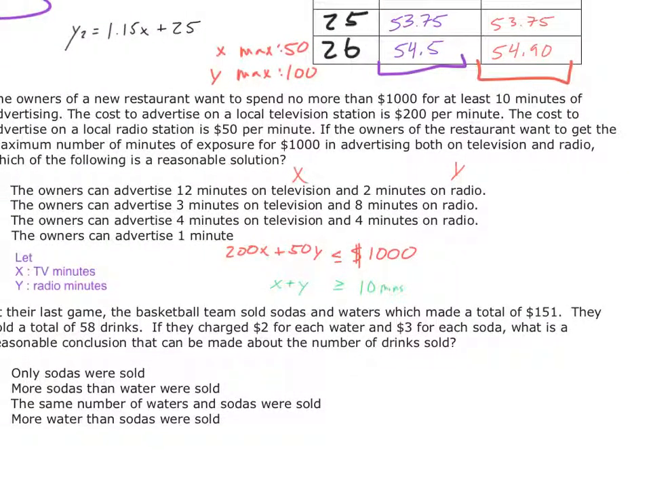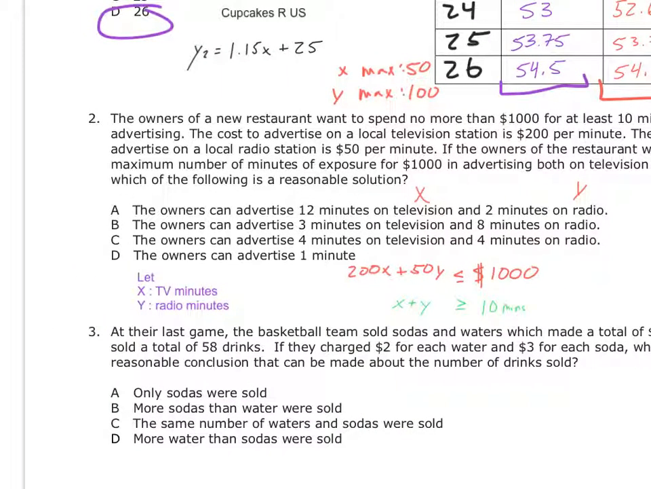Well, if we take the first one, 12 minutes of television and 2 minutes of radio, if we have 12 for our X, well, 12 times 200 is going to be way over 1,000. That's going to be $2,400. And that already goes over our budget. So number one is going to be crossed off. So we can say goodbye, number one.